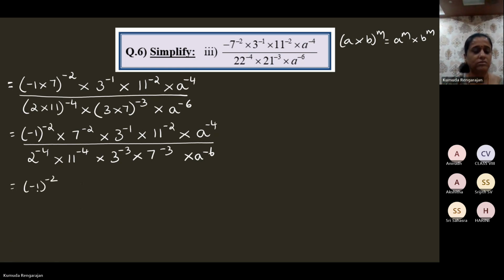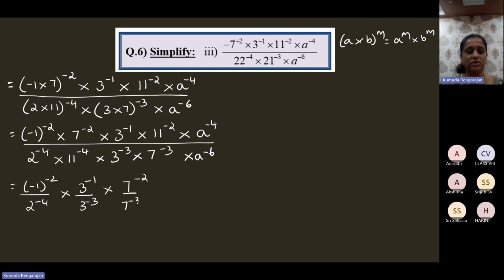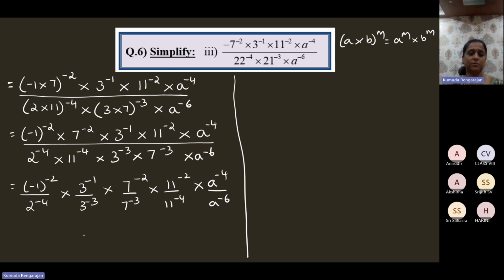-1, the whole power -2 by 2 to the power -4 into 3 to the power -1 by 3 to the power -3 into 7 to the power -2 by 7 to the power -3 into 11 to the power -2 by 11 to the power -4 into 8 to the power -4 by 8 to the power -6. You can also, for better understanding, write it like this.